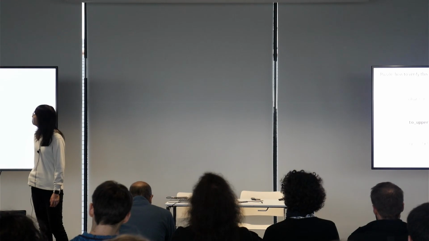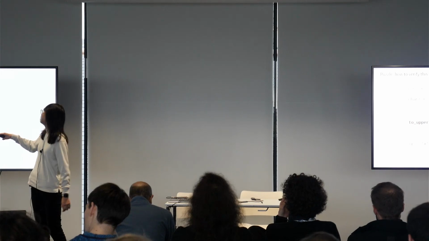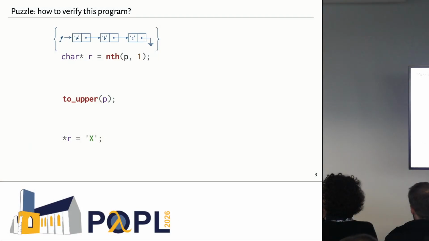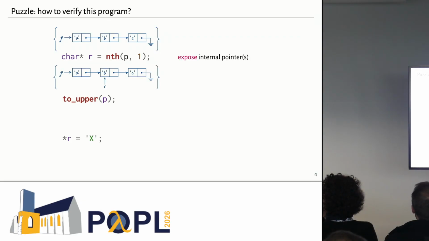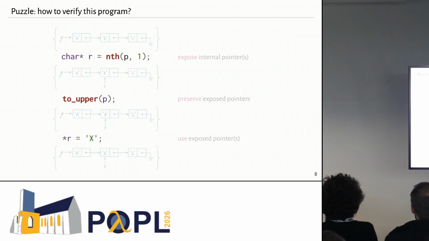So first, let's assume there is a linked list storing the lowercase characters ABC at location P. And then we call the function with index 1, which is going to expose an internal pointer pointing to the first element B. And then to_upper is essentially a map operation that is going to update the lowercase characters into the uppercase ABC. This operation preserves the internal pointers so that R remains valid to be used to update the element B to X. This is a very simple 3-line example.